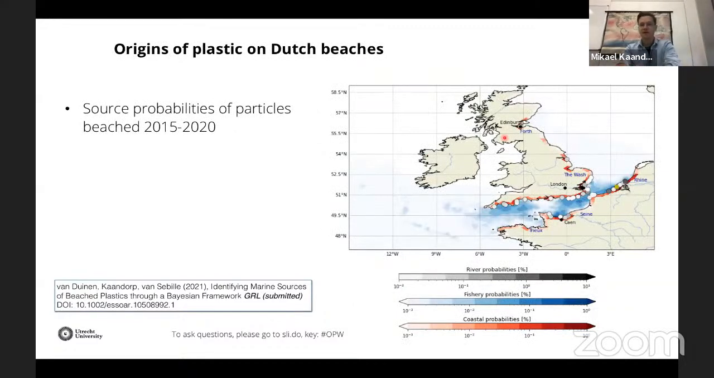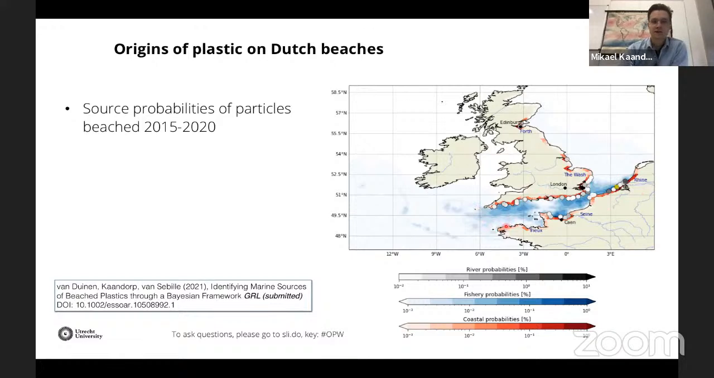So Bram, he combined this map where we can expect plastic input together with his backtracking simulations. Then in the end, this is the average result that we obtained. So in this map, you can see the source probabilities of particles beaching in the Netherlands between 2015 and 2020. So as you can see, a lot of the fishing related items are expected to come from the English Channel. So we see a lot of expected plastic input over here.